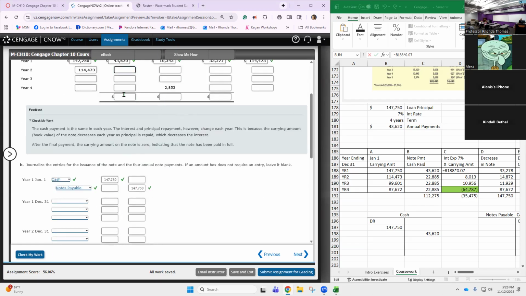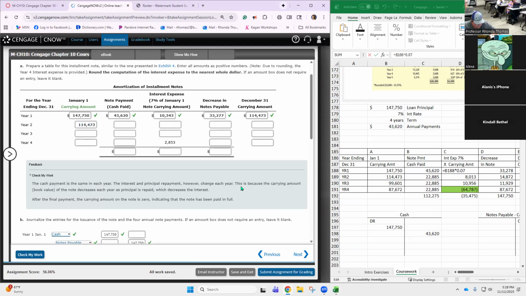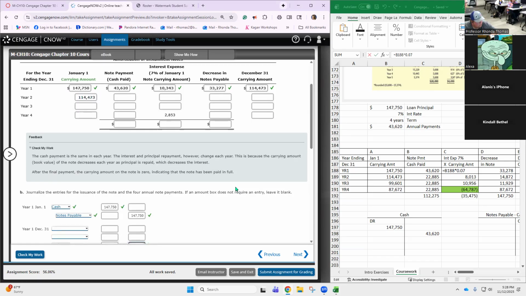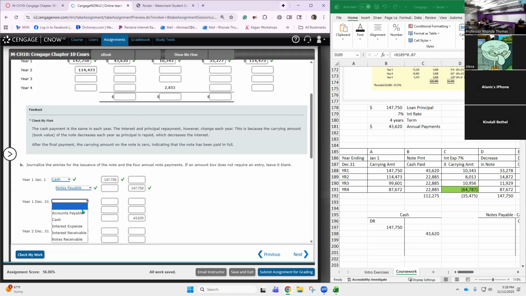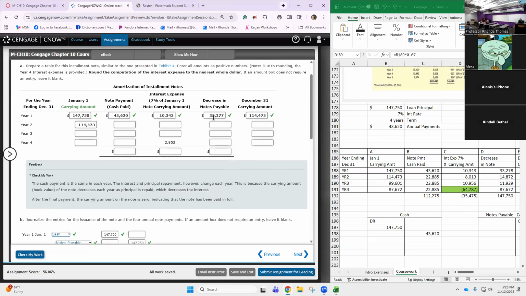Now, let me do the entry before I move on to year 2. Every year you're going to pay the same, so cash is going to go down 43,620. And of that, and this is where you would have found your error, I think, of that is interest expense. Okay, so I believe interest expense is $10,343.